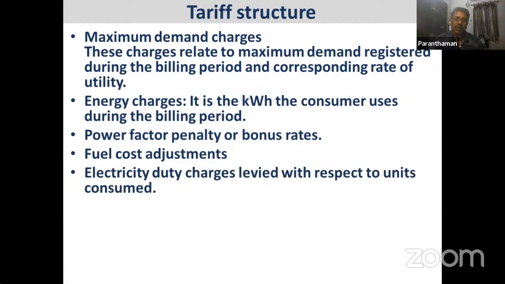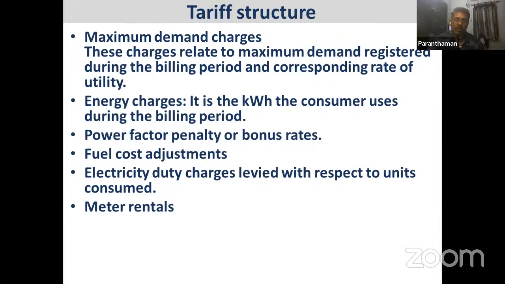Electricity duty charges. Duty charges are levied with respect to units consumed. We can say it is a tax, in proportion with the energy we consume. Meter rentals. Generally, the discom supplies the meters, and they get a nominal charge of something like 50 rupees, 100 rupees per month as rental.